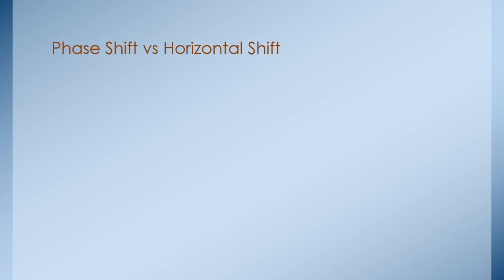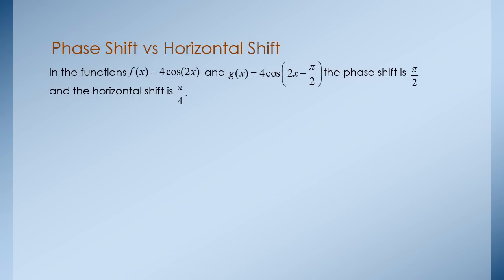So let's review what we just learned. In the functions f of x equals 4 times the cosine of 2x, and g of x equals 4 times the cosine of 2x minus pi over 2, we found that the phase shift is pi over 2. In other words, the phase shift is the number on the end on the inside of the parentheses before we have factored anything out. And the horizontal shift is pi over 4. And that's the number we get once we factor.